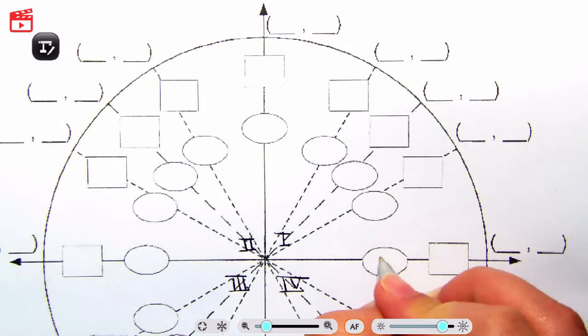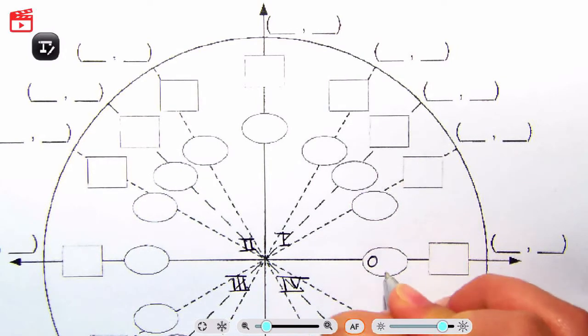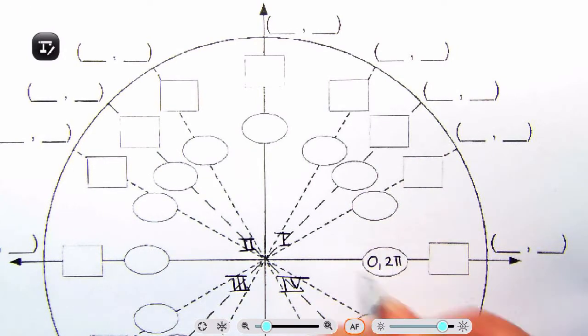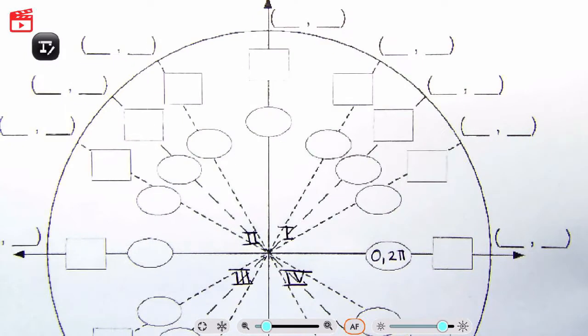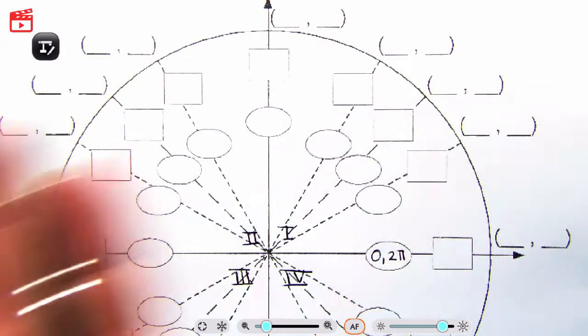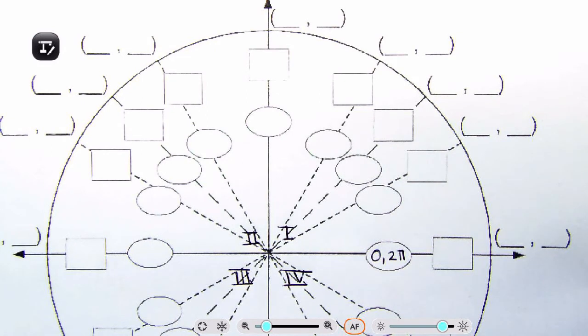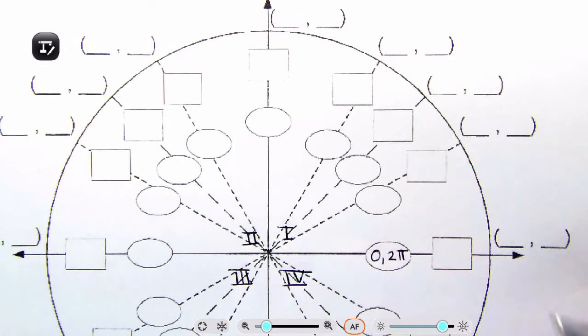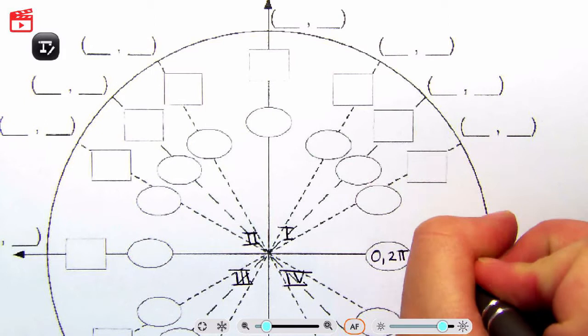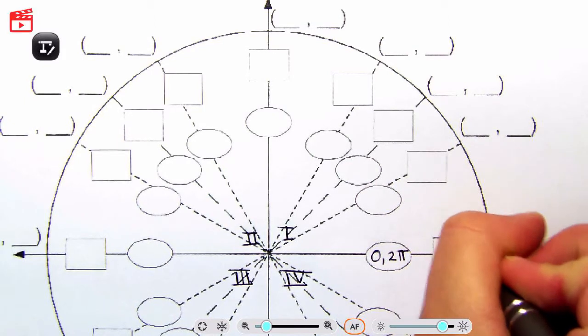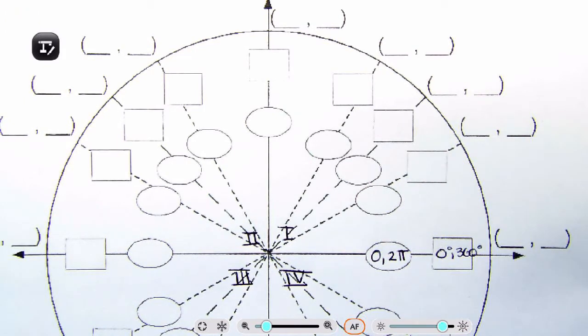So if I start here, I have 0 radians or I have 2 pi radians, depending on how many revolutions. If I go nowhere, I've gone 0 radians. If I've gone 1 full revolution or 1 full circle, then I've gone 2 pi. Same thing we know here. We've gone 0 degrees or we've gone 360 degrees. We're all focused on 1 revolution. Obviously, you can do more than that.